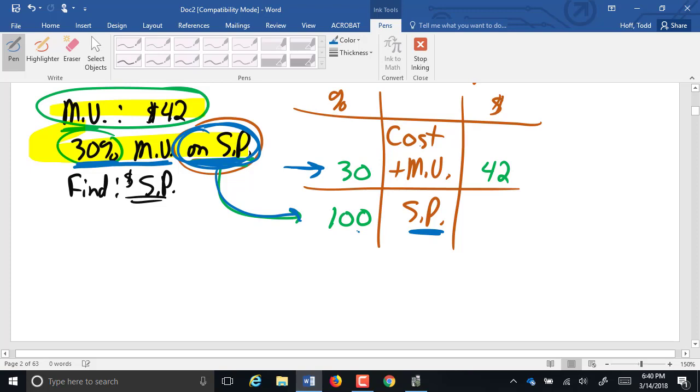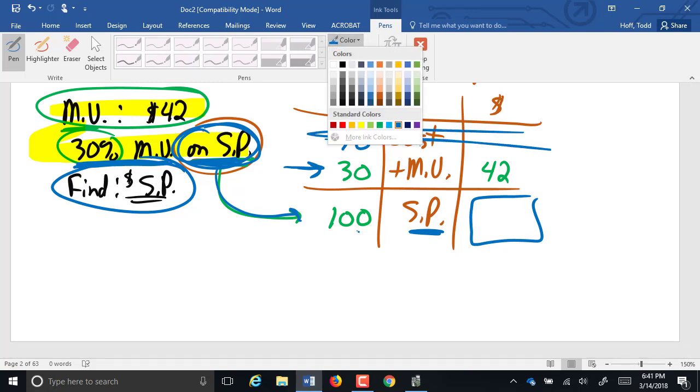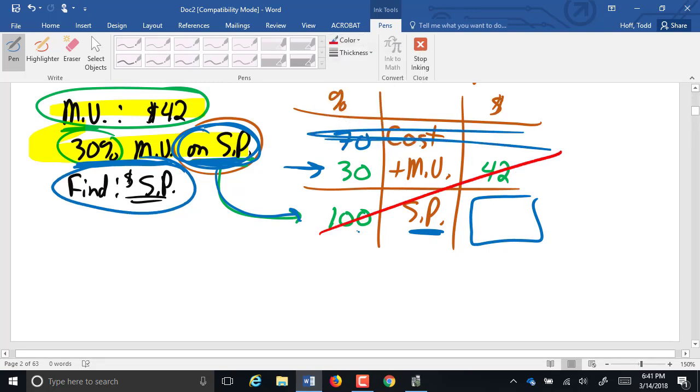So since it's in the selling price, that means the cost here has to be 70. We are looking for selling price. That's this one. So the cost can be ignored. 100 times 42 is 4,200. Divided by 30, $140.